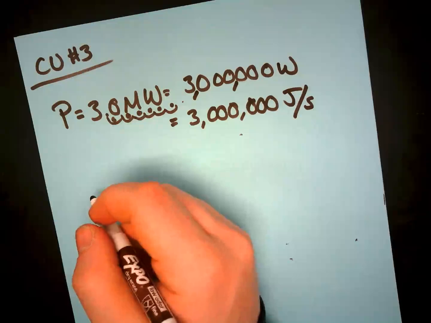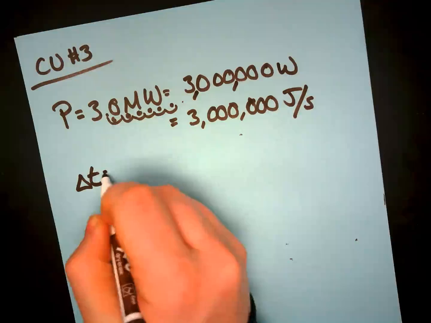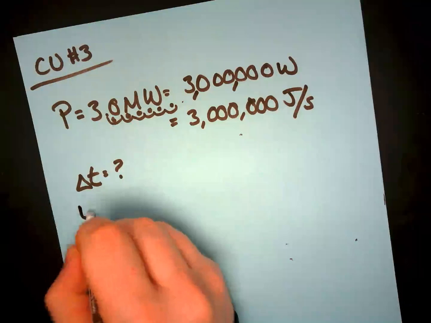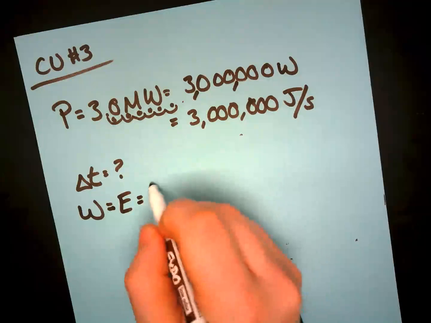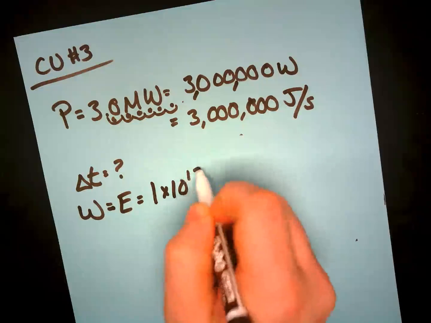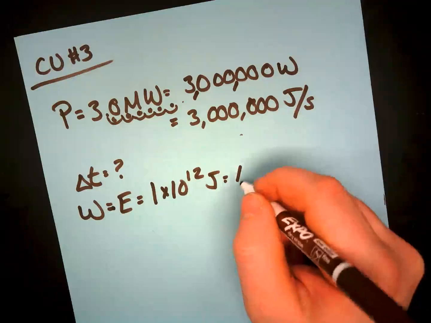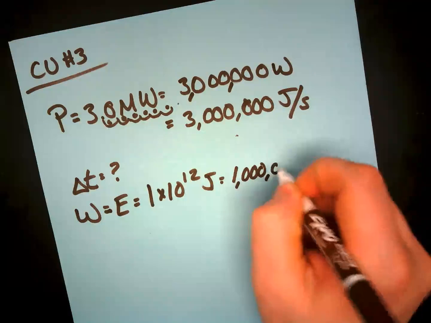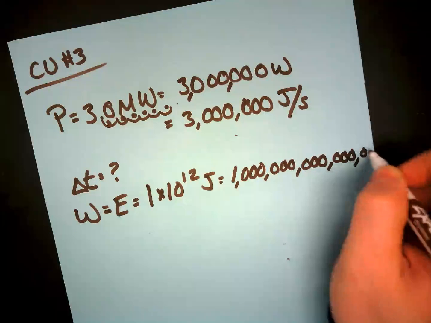Okay, so we've got power, and they ask us how long, so they're asking for time, how long would it take such a generator to produce this amount of energy, or this amount of work, whatever we want to specifically call it, which is 1 times 10 to the 12th joules, which is, what is that, a trillion? So million, billion, trillion.